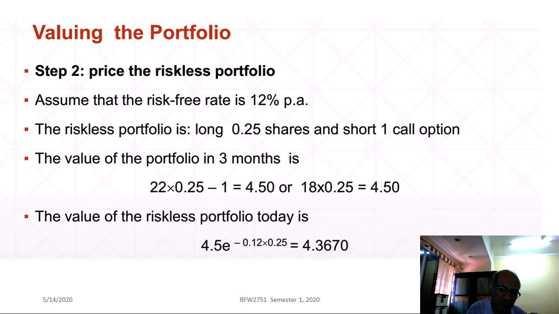The value of the riskless portfolio today is: you are just discounting back the 4.50, what it was in 3 months, to now. So there is 4.5 e to the power of minus 0.12, the 12%, times 0.25, which is the time. So that equals 4.3670. That is the value of the portfolio today. It's not the value of the derivative call option. Let us calculate slowly what is the value of the call option. Okay. So far so good.